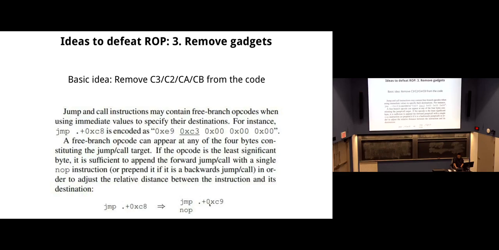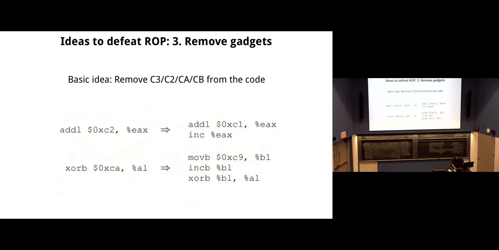Instead, it will generate C9. Then there is a LOP instruction. So generate some equivalent instructions and get rid of those sensitive characters, bytes. So the same idea you used in the shellcode example.